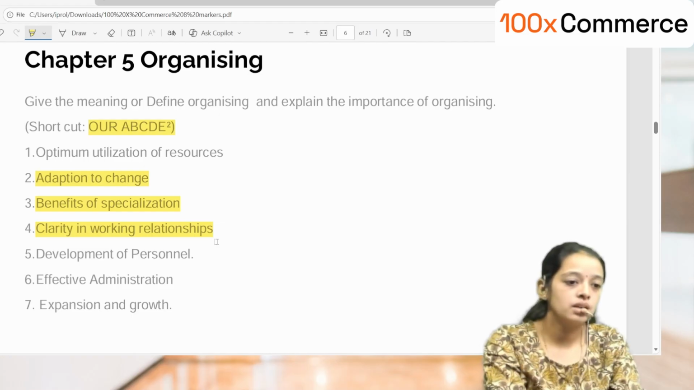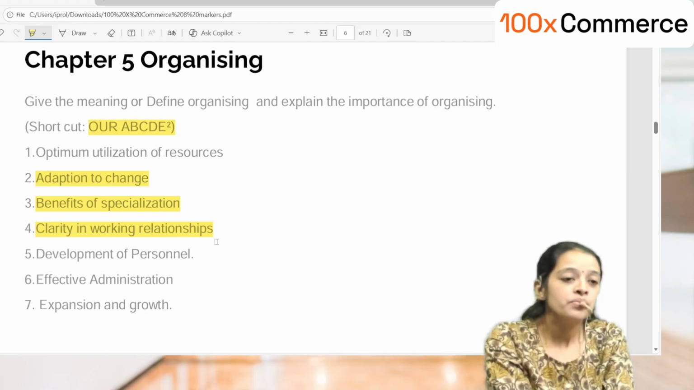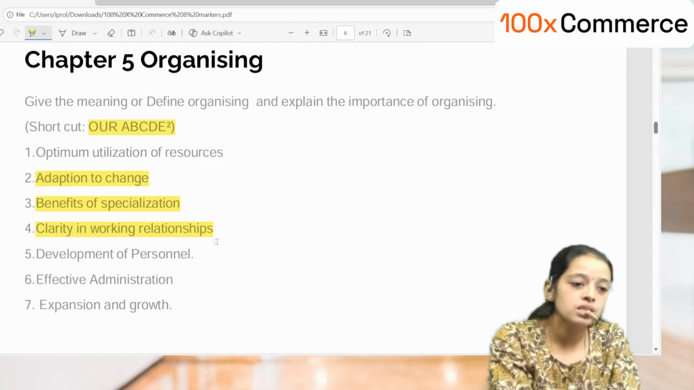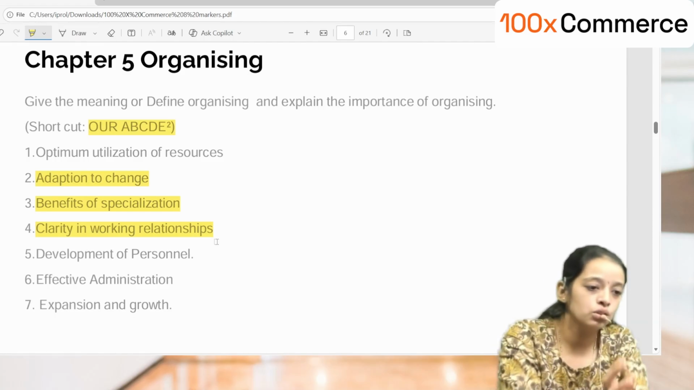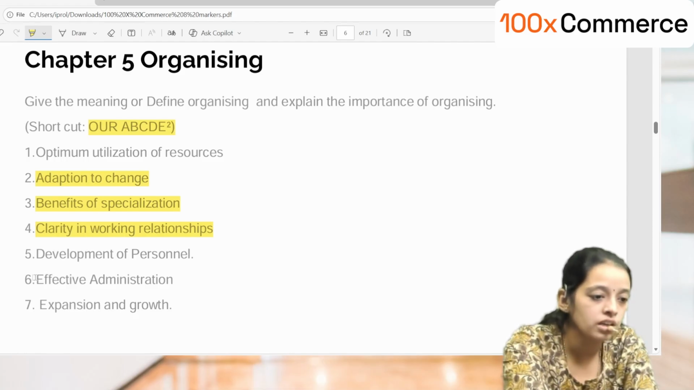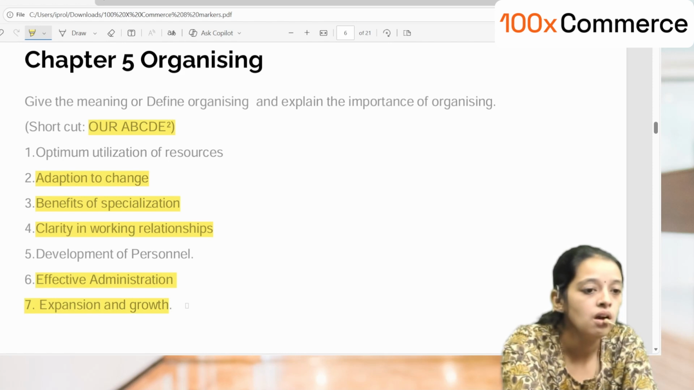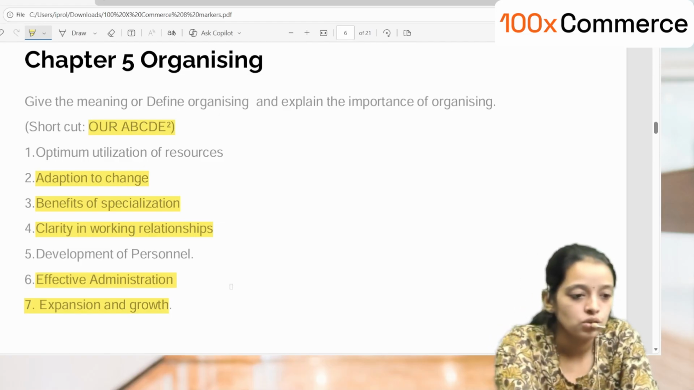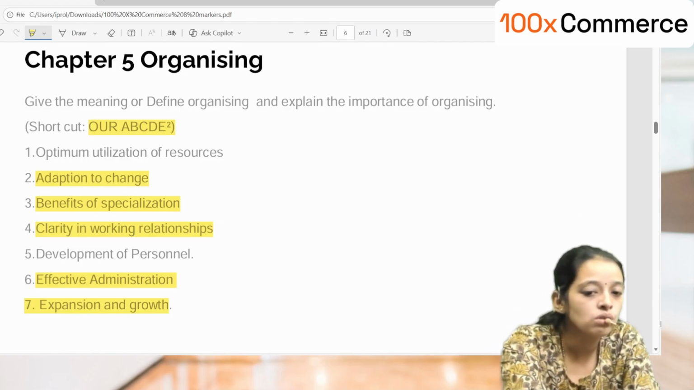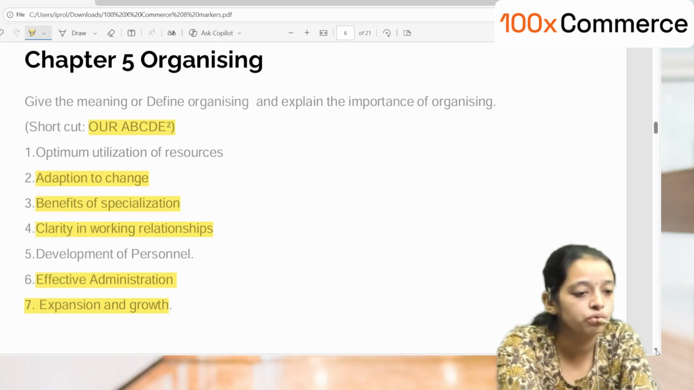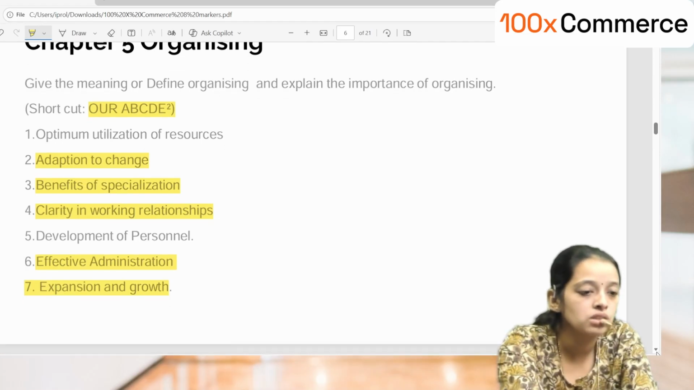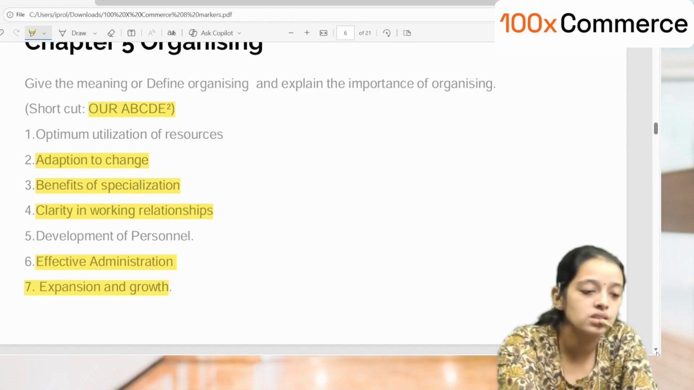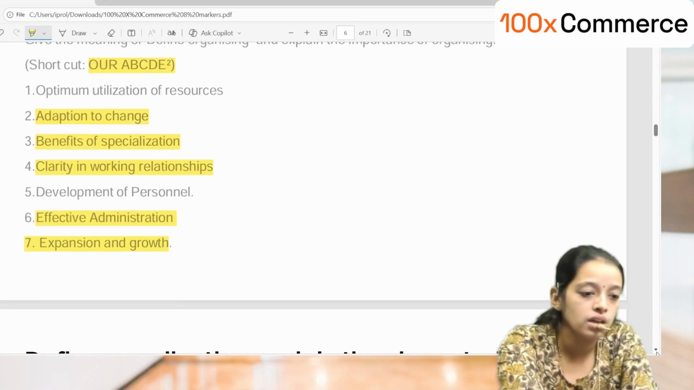Next one comes development of personnel. As we can see, in organizing, each and every person is developed according to their own skills and talents for their personal growth. Next one, E stands for effective administration. Because of the concept of organizing, we can see overall effective administration present in the management. The concept of organizing also helps the future expansion and growth of the company, or if they want to diversify the products or add some departments to the existing organization, all that is possible because of the organizing concept.